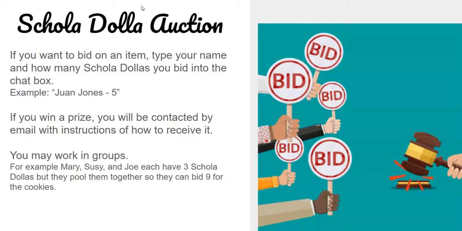If you win a prize, you'll be contacted by email with instructions of how to trade those Scholar dollars for the prize. And you can work in groups. For example, if Mary, Susie, and Joe each have 3 Scholar dollars, but they want to pool them together because the cookies are already at 6, they can pool them and bid 7, 8, or 9, and then they might win. Does that make sense?